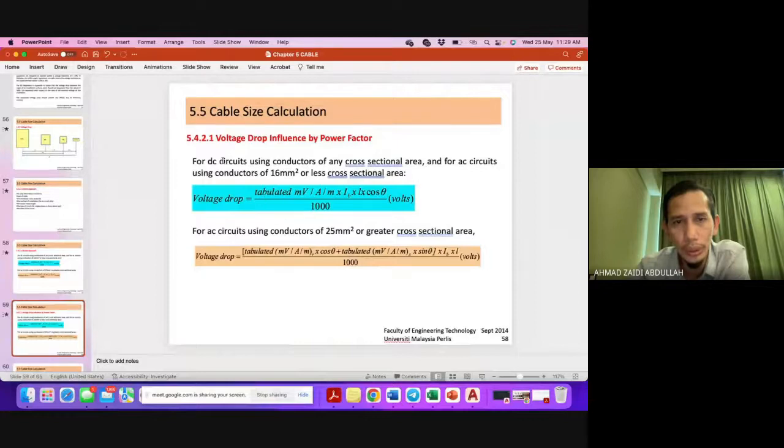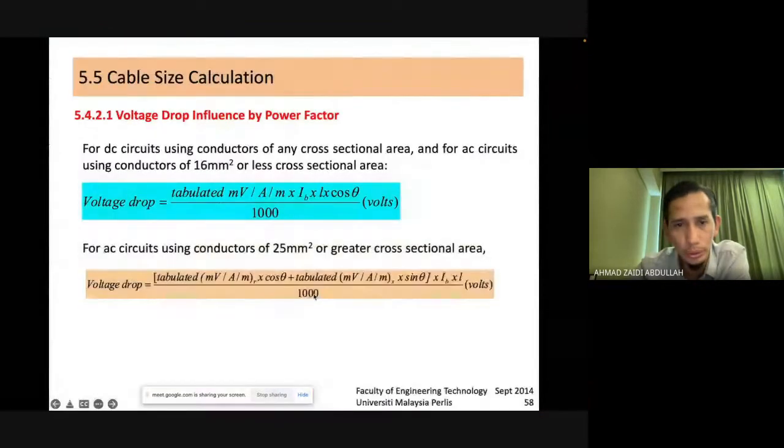Only if you look in the DC, this is the DC formula: IB, length and cos theta, simple. But for AC, AC and DC, for AC of 25 mm or greater, this is the formula you need to use. And if you can see here, maybe not visible, so let me try to zoom it. Okay, can you see?